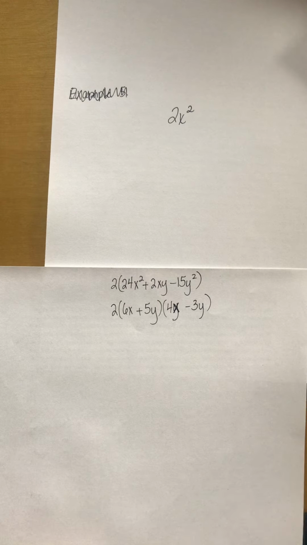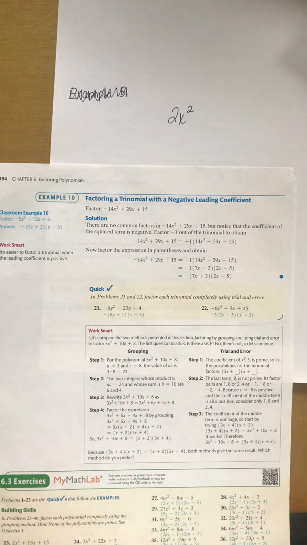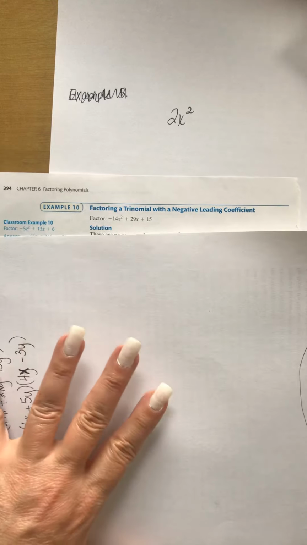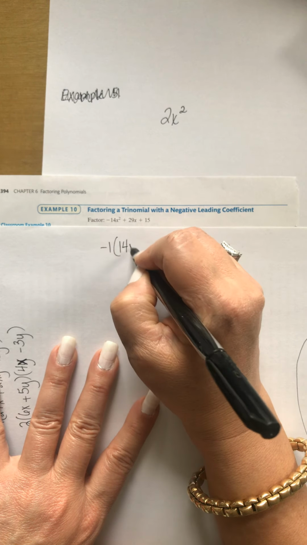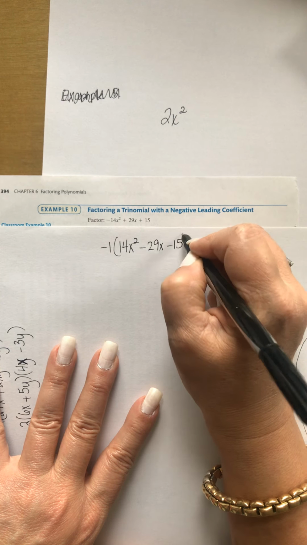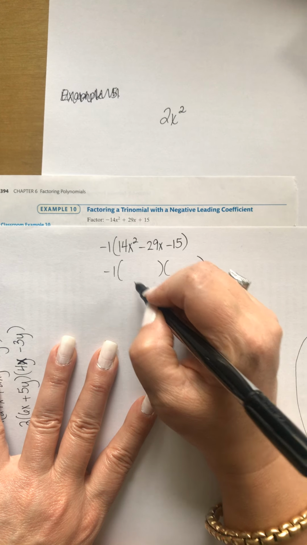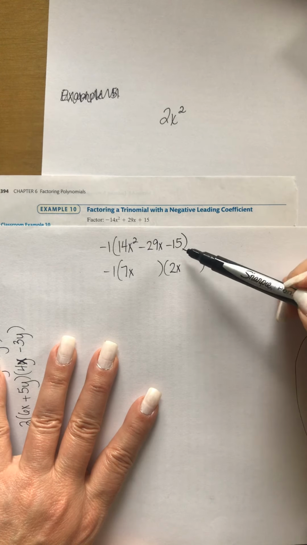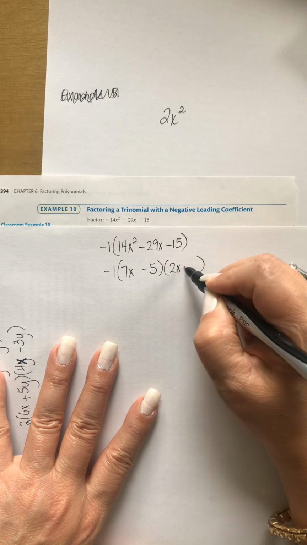And the last one, quickly. Always, if you see a negative, pull that out first. So for this one, always take out a negative 1, and you're left with 14x squared. Make sure you change all the signs. So now, what times what is 14x squared? Let's try 7x and 2x. And then what times what is negative 15? So you could do negative 5, positive 3.